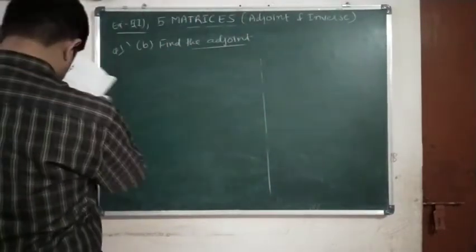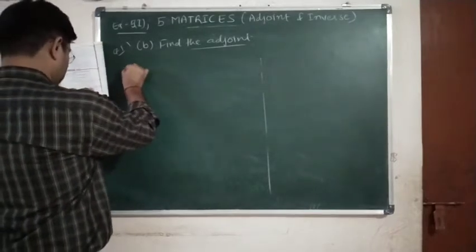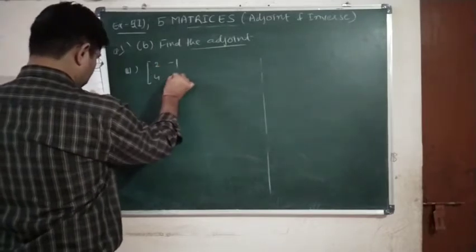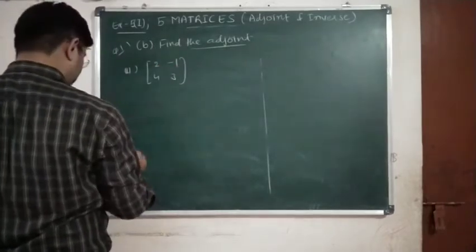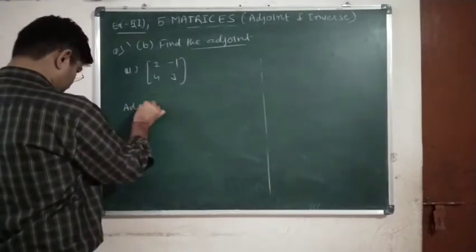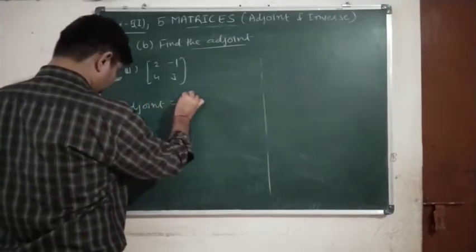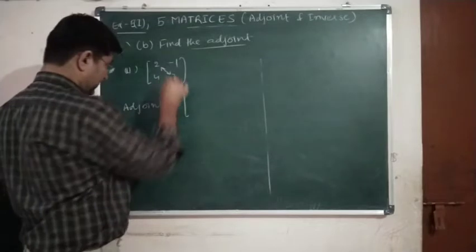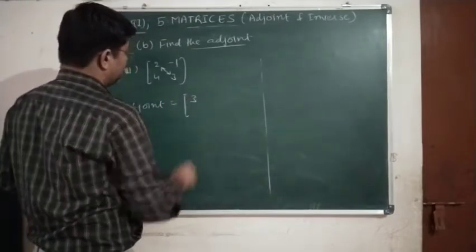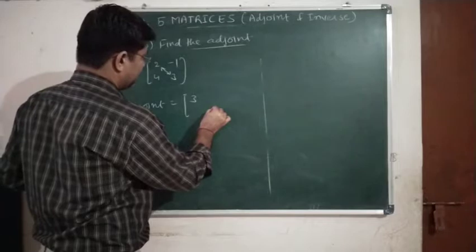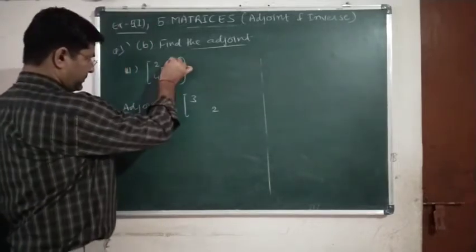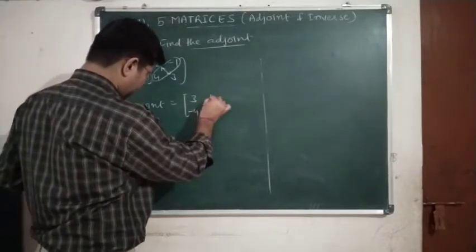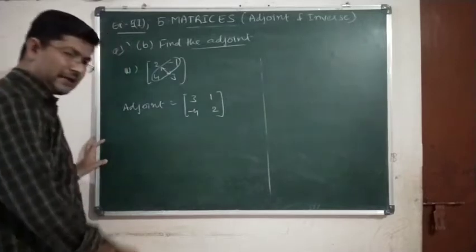Now the first one of B we have done. I will do the third one, and I will use the rule to find the adjoint of the given matrix. What will be the adjoint? Direct answer: we will interchange the diagonal elements, yes or no? So 3 and 2. Again, we have to change only the signs of the off-diagonal elements, so minus 4 and this will become 1. Clear? So this is the direct answer.